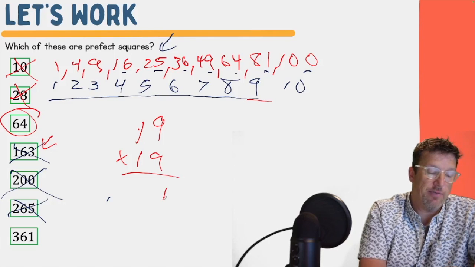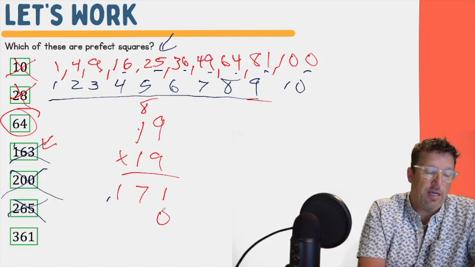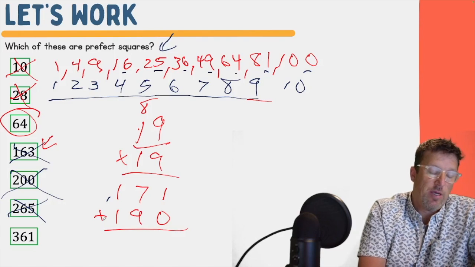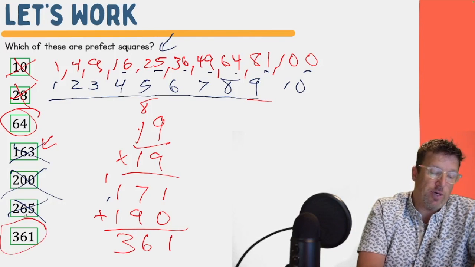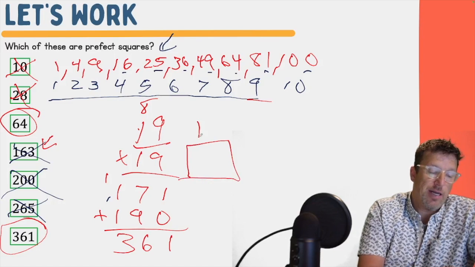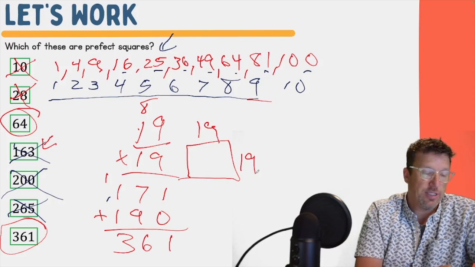9 times 9 is 81. 9 times 1 is 9 plus 8 is 17. Put your 0 here. And then 1 times 19 is 19. And let's add those up. 1 plus 0 is 1. 7 plus 9 is 16. 1 plus 1 plus 1 is 3. So this one works. It is a perfect square because it would be a square that would be 19 across the top and 19 going up and down, which would equal 361.